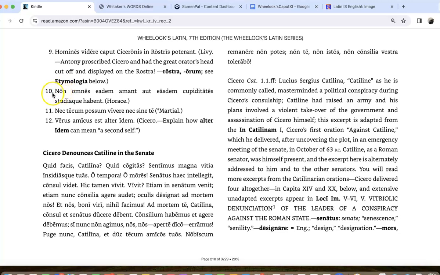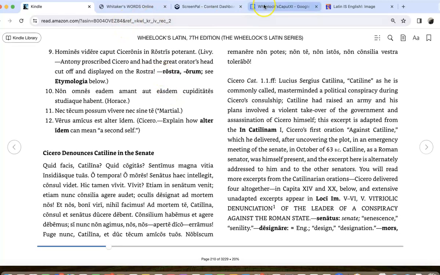So, yeah. Number 10, non omnes eadem amant aut easdem cupiditates studiaque habent, Horace. So this one's going to require looking up some words. So let me tell you what you're going to have when you look up the words using a dictionary of Whitaker's Words. Not all the same love or the same desires and devotions have. So not everyone loves the same things or has the same desires and devotions.